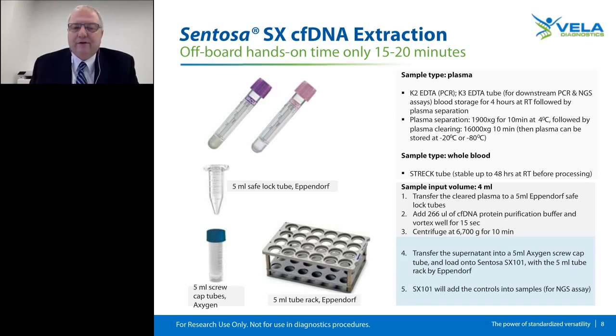For the sample input volume of 4 mL. So again, we're transferring the cleared plasma to a 5 mL Eppendorf safe lock tube, adding 266 microliters of the protein purification buffer and vortexing for 15 seconds, centrifuging that at 6700 G for 10 minutes. Transferring the supernatant into a 5 mL screw cap tube and loading it onto the Centosa SX101 liquid handling system with the 5 mL tube provided by Eppendorf. The SX101 will then add in the controls to the samples for the next generation sequencing assays. So this entire process I just described takes roughly about 15 to 20 minutes.